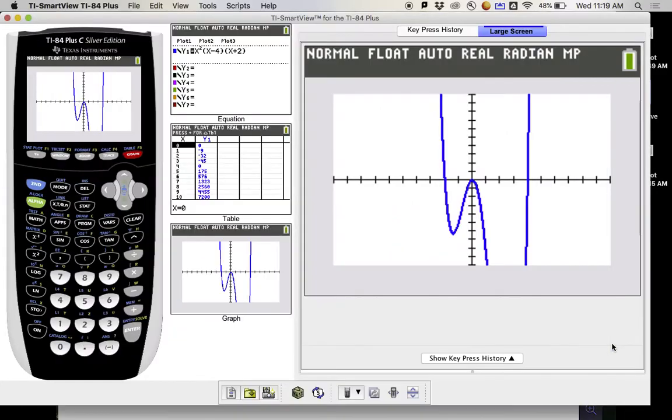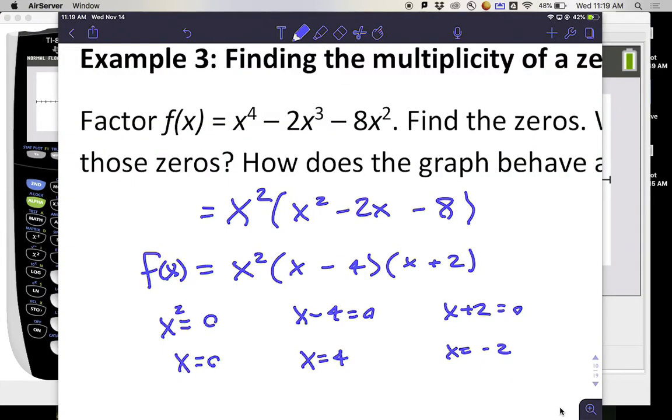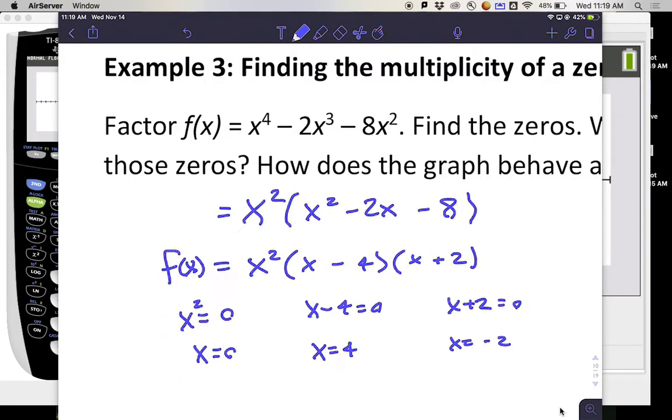And if you have two of your zeros at the number 0 here, that means it's going to bounce off, just touch it and then go back the other way. It's like it has to go through 0 twice, and the only way it can do that is if it just touches it and then goes back the other way. So we say that x equals 0 has a multiplicity of 2.